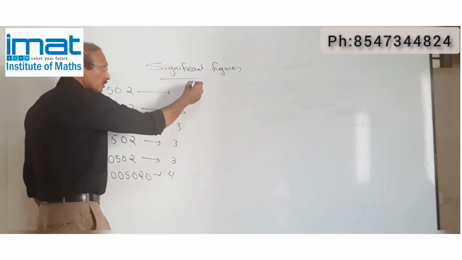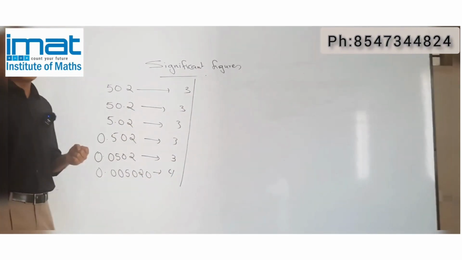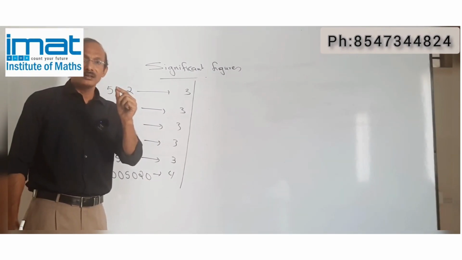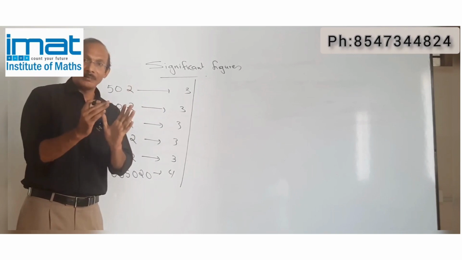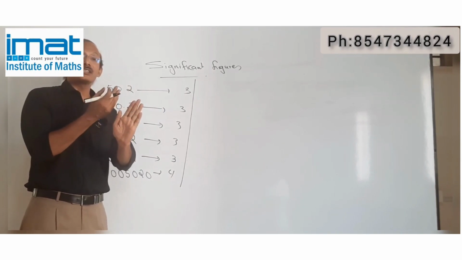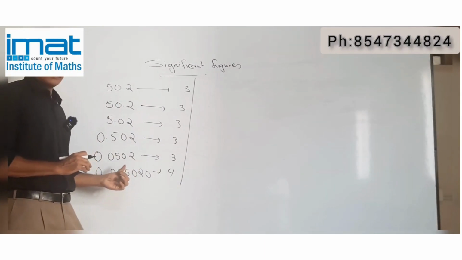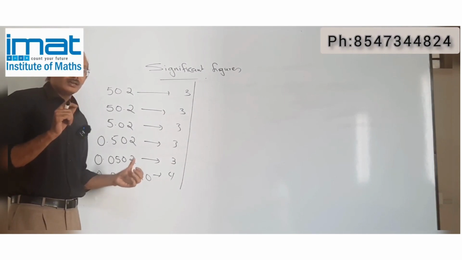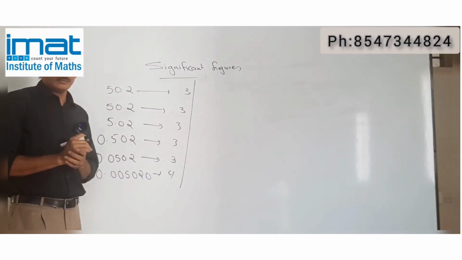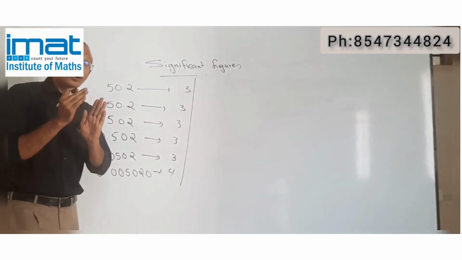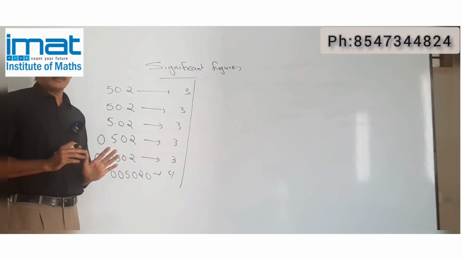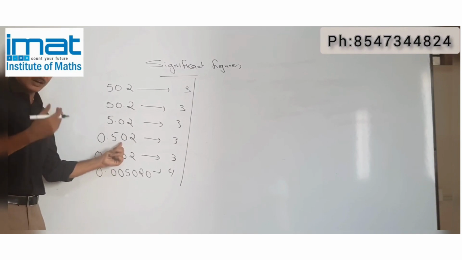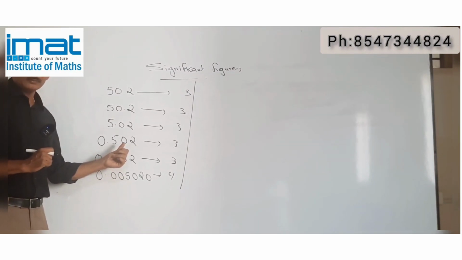Now, what is the concept? How do you say this? What are significant figures? Significant figures are the total number of digits in a number except for the zeros preceding the first numeral. I will say once again, significant figures are the total number of digits in a number except for the zeros preceding the first numeral. So here, these zeros are not counted, but zeros after the first numeral will be counted. I hope the point is clear.